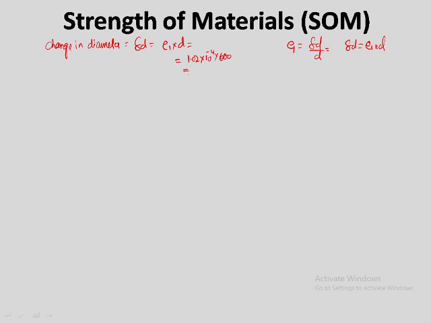Now we calculate how much increase in the diameter. I think it is 102 into 612 into 10 to the power of minus 2 mm. Check it. 0.0612 mm. Okay.